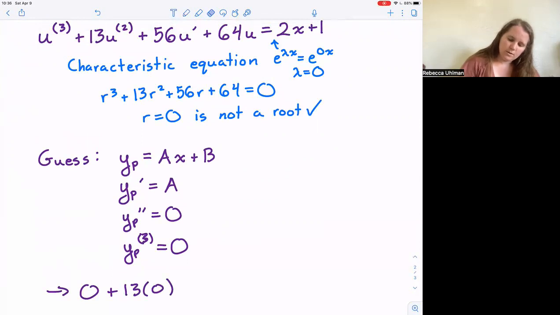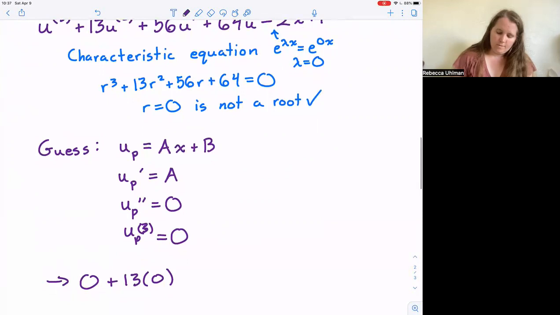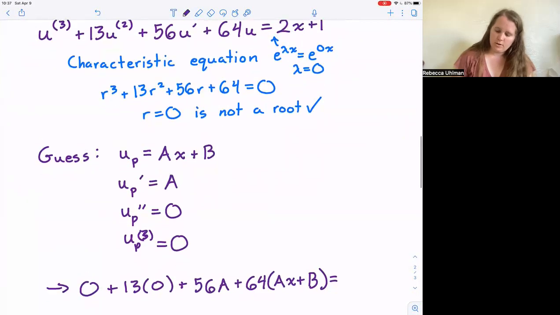Sorry, these should be u_p's instead of y_p's. So u_p prime, u_p double prime, and the third derivative of u_p. We have 0 plus 13 times 0 plus 56 times a plus 64 times (ax plus b) should be equal to 2x plus 1.